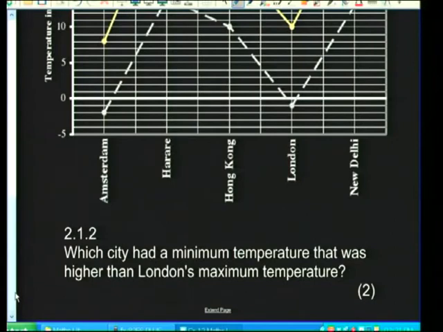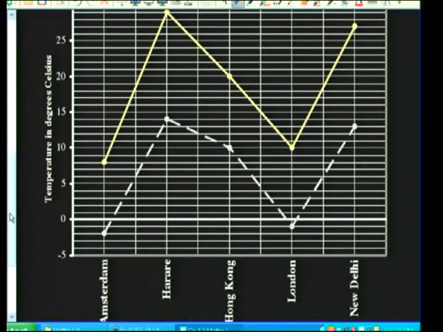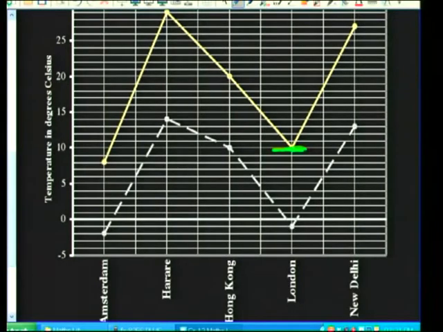My next question. Which city had a minimum temperature that was higher than London's maximum temperature? So maximum for London, and then we've actually got a city whose minimum isn't even that low. Right, so let's try and find out. So London is over here, and London has a maximum over there. Now we're looking for a town whose minimum is higher than London's maximum. So let's have a look at it. Well, first of all, if we start on this side, we can see that Amsterdam's minimum is way below London's maximum. So London's maximum, if we look at it, is over here. It's 10 degrees. So we're now looking for a minimum that's higher than 10 degrees.